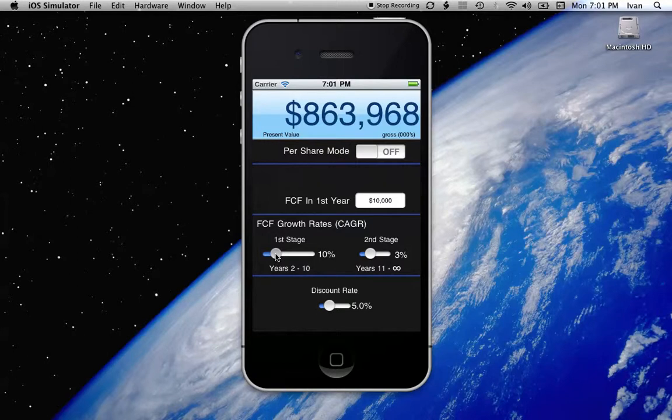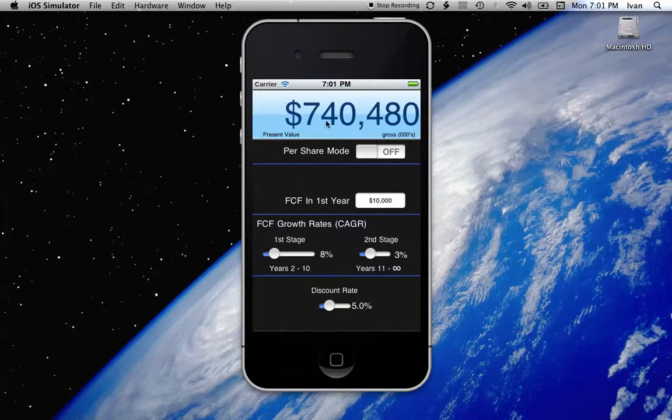So I'm going to say here in my first stage, which is the first 10 years, I'll project my free cash flow to grow at about an 8% compound annual growth rate. And in the second stage, which represents all the years after that, it's going to grow at 3%. And I'm going to leave it here to be discounted at about 5%.